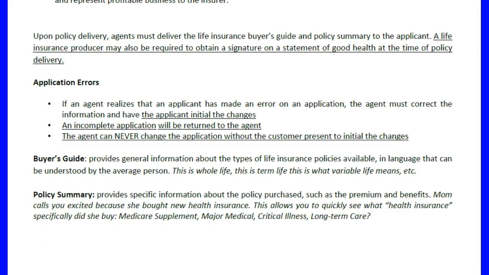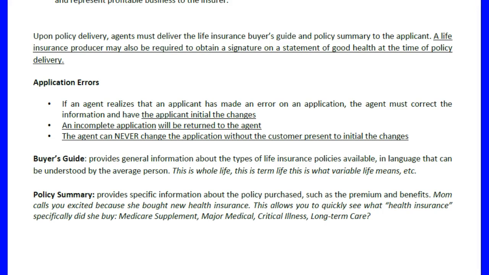Application errors. If an agent realizes that the applicant has made an error on the application, the agent must correct the information and have the applicant initial the changes. An incomplete application will be returned to the agent. The agent can never change the application without the customer present to initial the changes.